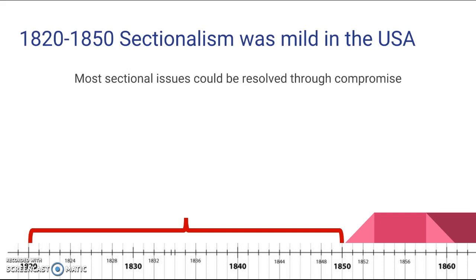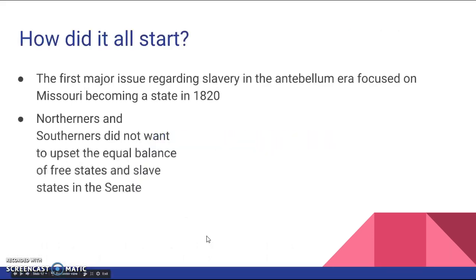How do we keep the U.S. unified? Well, here's another compromise. Okay, we've got another issue. Well, here's another compromise. So this is a mild period of sectionalism. The United States isn't on the precipice of splitting at this point. Everything can be fixed. These problems can be solved. And then once we get to 1850, those things start to change. But the time that we're going to talk about specifically is 1820. So how does everything start?